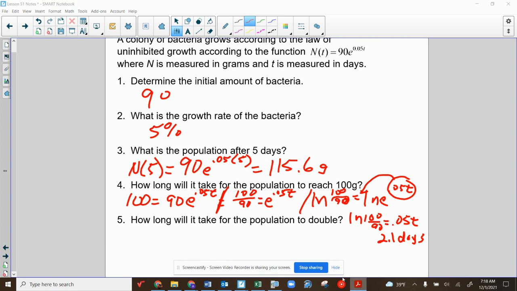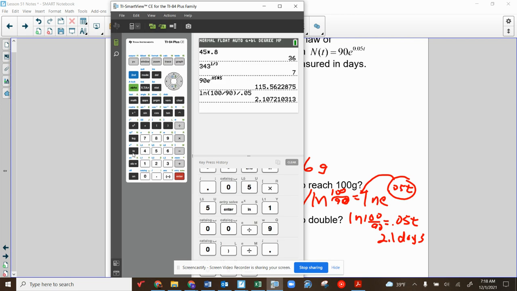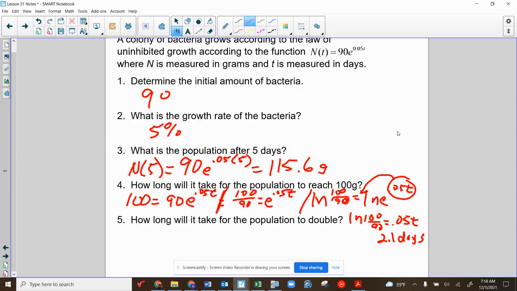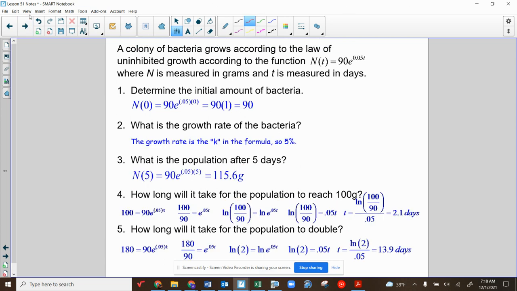2. So for that one, if I just change that to ln, either type in 180 divided by 90 or just 2, because 180 divided by 90 is 2, divided by 0.05. So it would take about 13.9 days in order for that to double. All right. There's all the answers there.